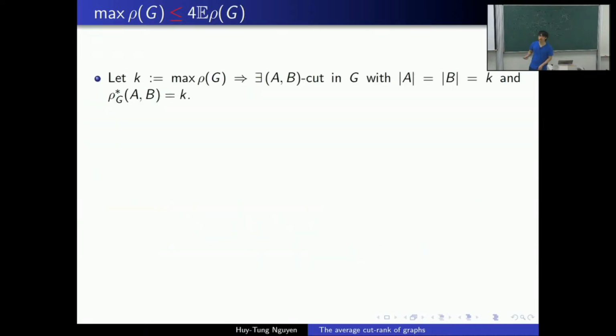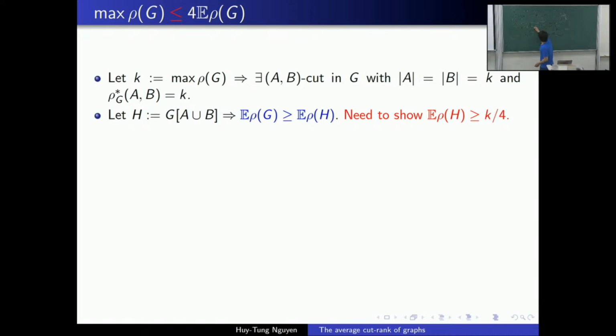Okay, so now I have maybe 10 minutes, and I will try to capture a proof of this fact. And so maybe from this argument, you have seen that if we have a graph with maximum cut rank k, then we can always find an AB cut in G with the full rank, and they have the same size, which is k.